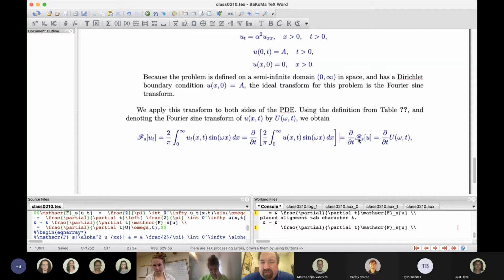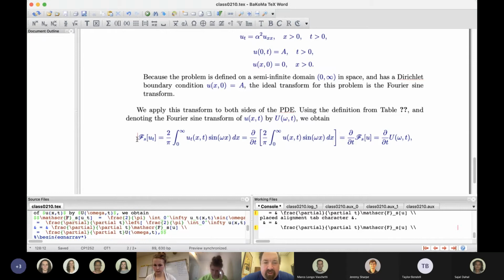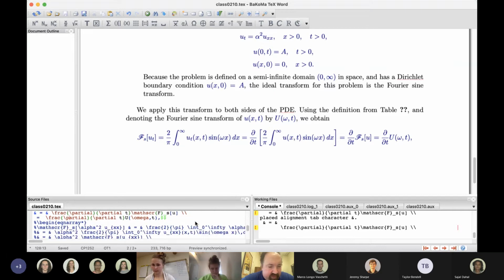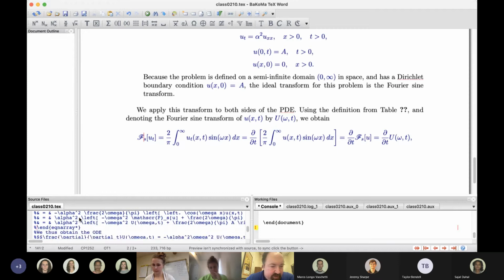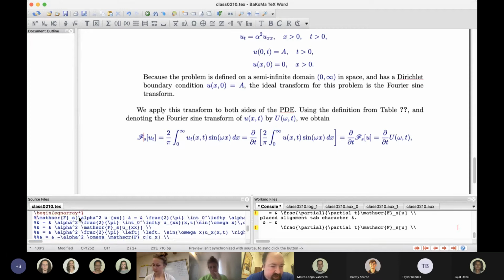Yes, this fancy F of s of u, that is the Fourier sine transform of u, whereas here we have the Fourier sine transform of u_t. So here we see a relationship between them. The transform of the derivative is the derivative of the transform, when it's not a derivative with respect to x. Because we're transforming x, derivatives with respect to x are handled in an entirely different way. And that's what I'm going to show you now: how we handle the right side of a PDE, where we have alpha squared u_xx.